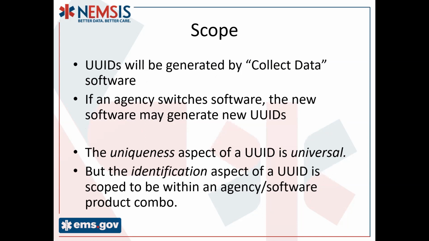Number one was that they'll be generated by collect data software. So there's no master data repository at the state or national level that's coordinating the issuance of UUIDs. It's generated by the local level software, and these objects are created to represent things at an agency. And with that, it means that if an agency switches software, then the new software, unless it has the ability to import data from the old system, is going to go ahead and generate new UUIDs for those same entities when the agency sets up that software.